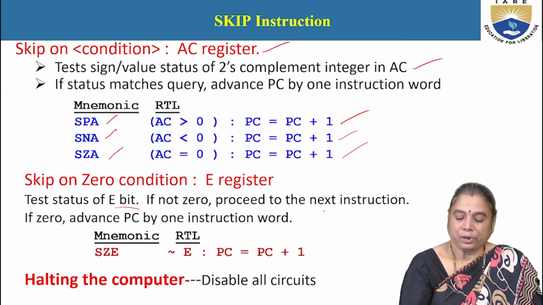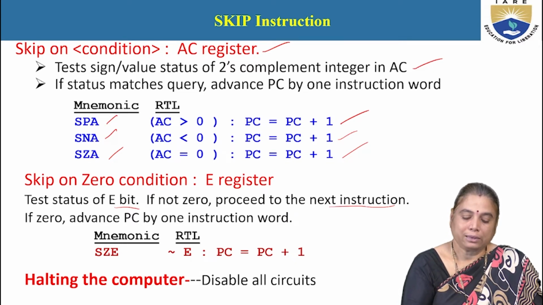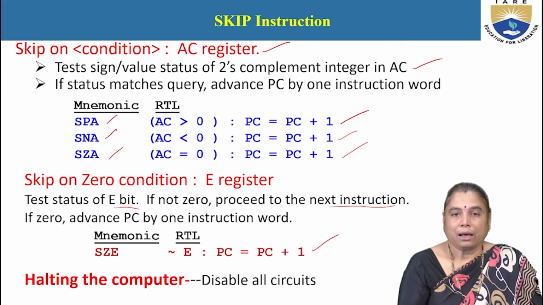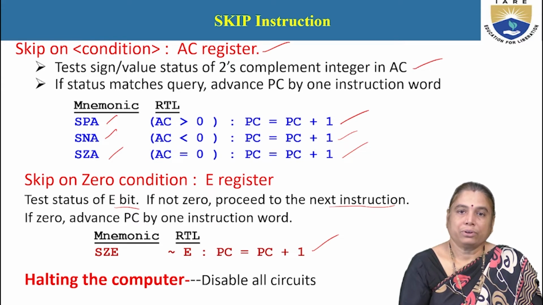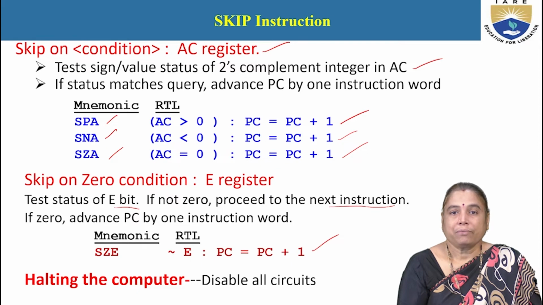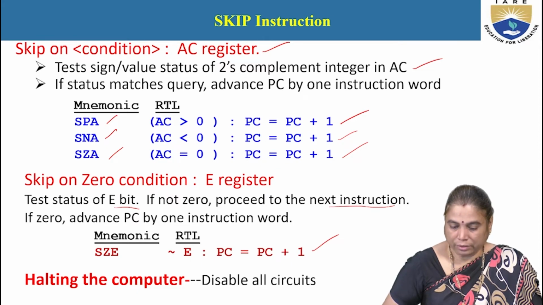If not 0, proceed to the next instruction. If 0, advance PC by 1 instruction. The instruction that comes under this category is SZE. Here the negation of E can be taken, and in that case the PC has to be incremented by 1. The last instruction under the category of register referenced instructions is HLT, halting the computer and disabling all the circuits. So these are a variety of register referenced instructions.